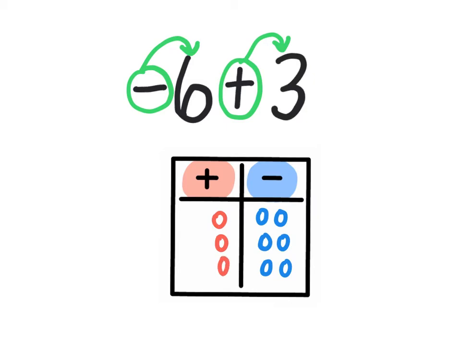Zero pairs are going to be able to be created here. These are going to create a zero pair, and these are going to create a zero pair, and finally these are going to create a zero pair. We can't create any zero pairs with the remaining points because they're all the same color. We can conclude, though, that this means that the negative team is going to win by 3 points. So negative 6 plus 3, the answer will be negative 3.